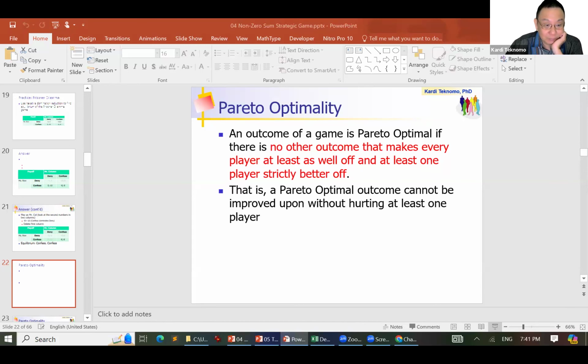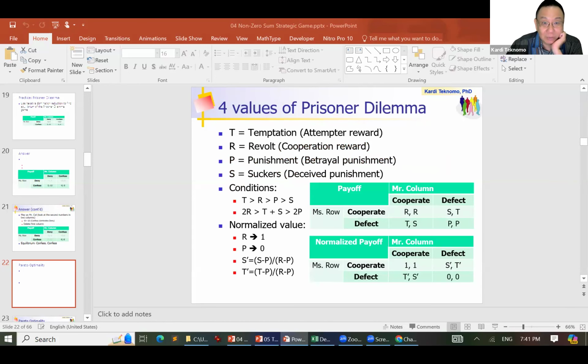Right. So if you have this, we can also put the prisoner's dilemma in a more abstract form. The value is not necessarily those numbers, right? You can put any number, with certain conditions like this. This is the condition of the prisoner's dilemma. So we can put 4 values.